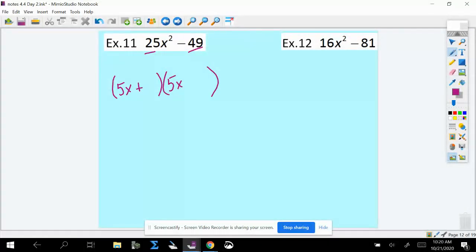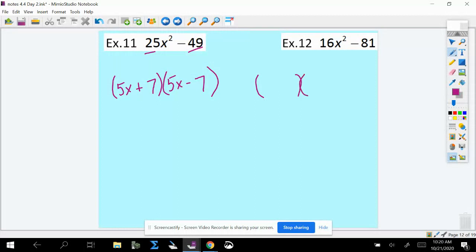One will be positive, one will be negative. Square root of 49 is 7, so you're going to have a 7 here and a 7 here. And again, there is no difference if you put the addition one first or second, as long as one is positive and one is negative. If you're working with numbers that you don't know the square root, you can definitely grab a calculator.